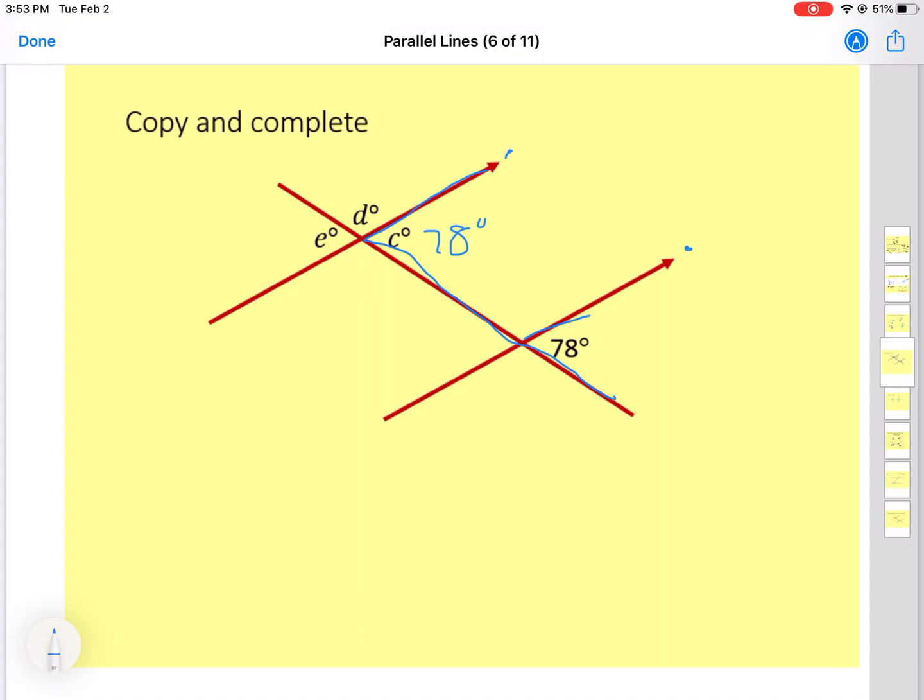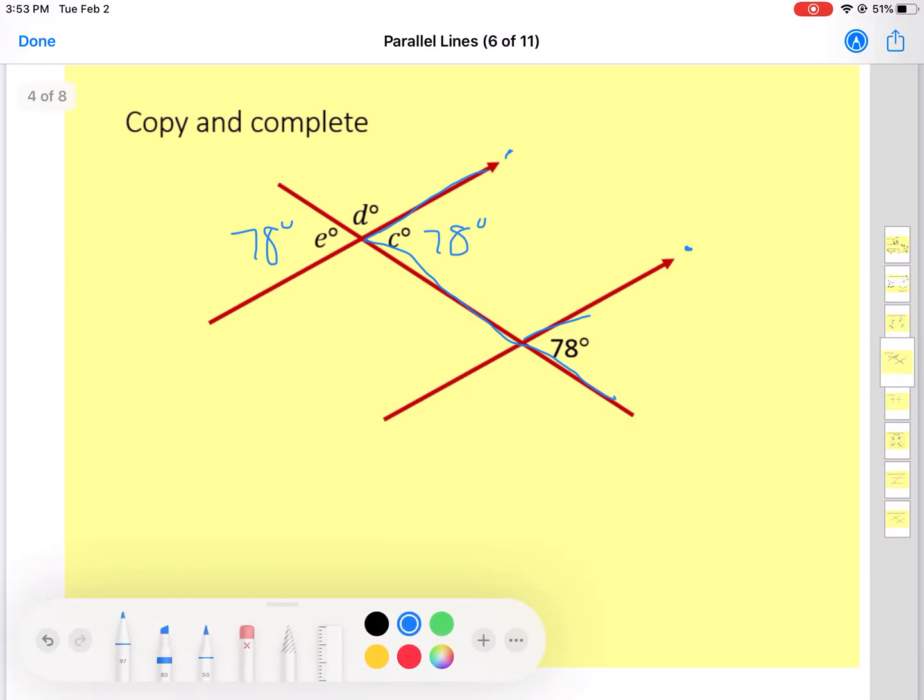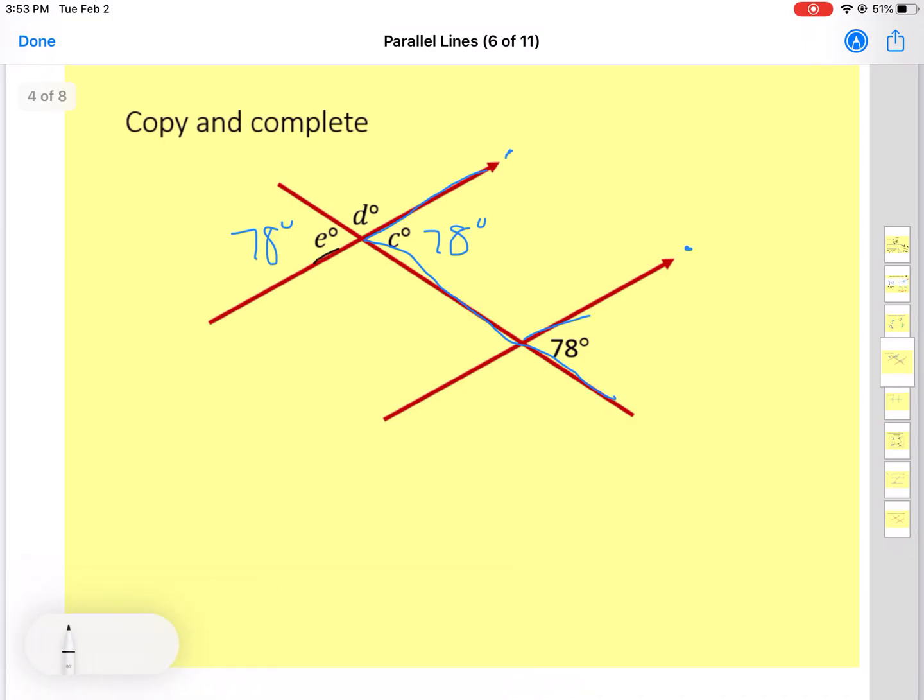Opposite C, we have E, which has to also be 78 degrees. And additionally, we have got E and D forming a straight line, which means that they both have to add up to 180. So 180 take away 78 will give us 102 for the angle for D.